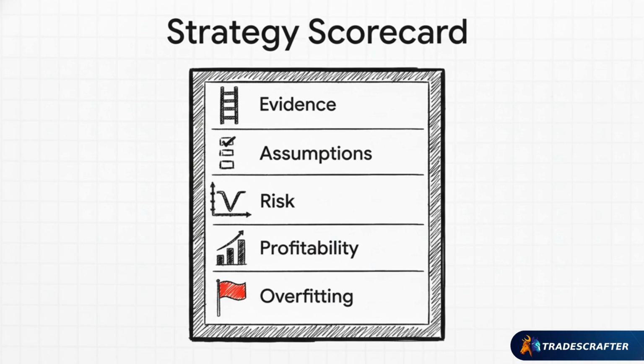What's the quality of the evidence? What assumptions are they making? What's the real risk, looking at the drawdown? Is it actually profitable based on its expectancy? And does it show any of those warning signs of being overfit? This little checklist brings so much clarity.